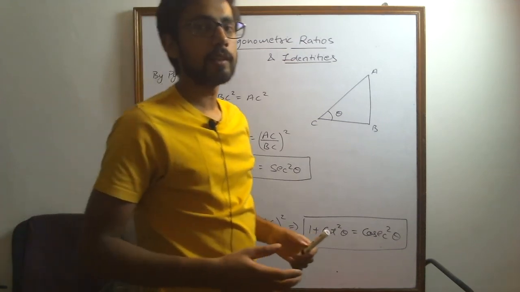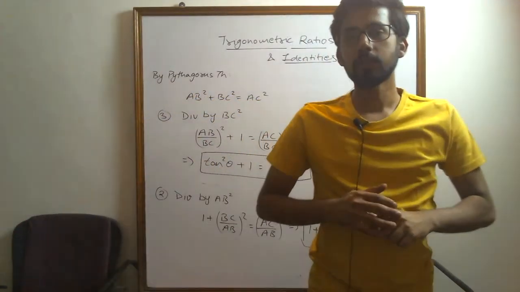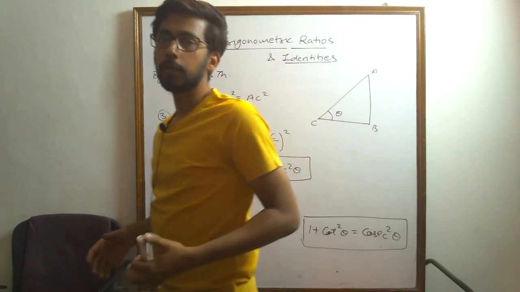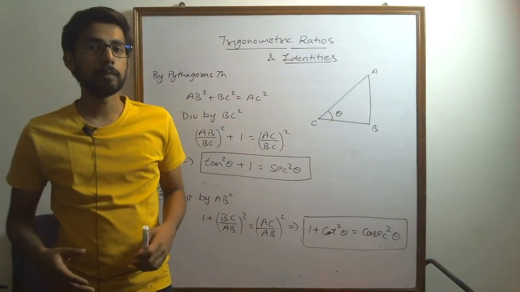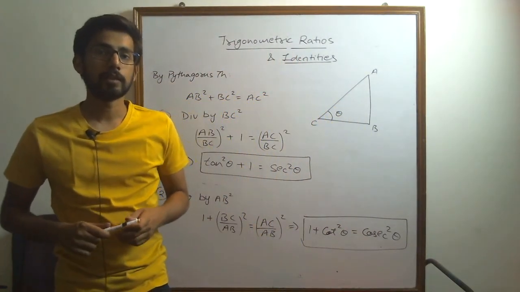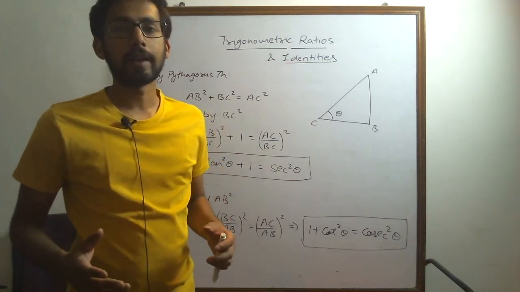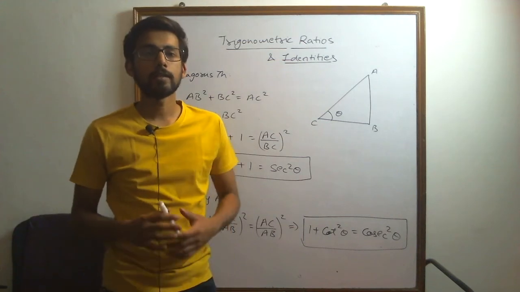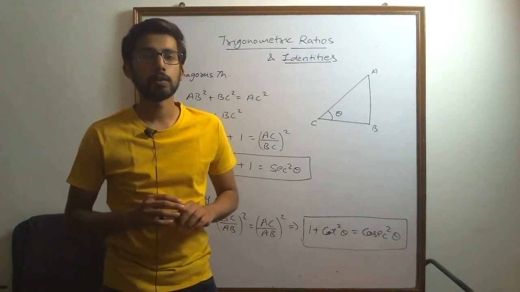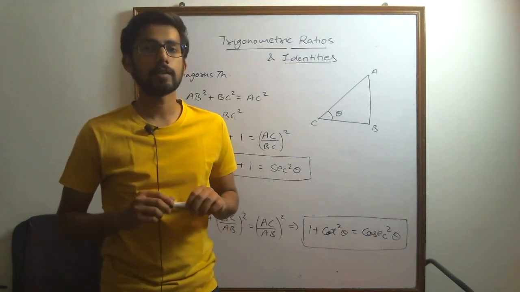All of these identities are basic identities. We could have got them from the Pythagoras theorem. There are different other methods as well to find these identities, so we can get these identities from there as well. Okay guys, so we covered trigonometric ratios and three basic identities in this video.